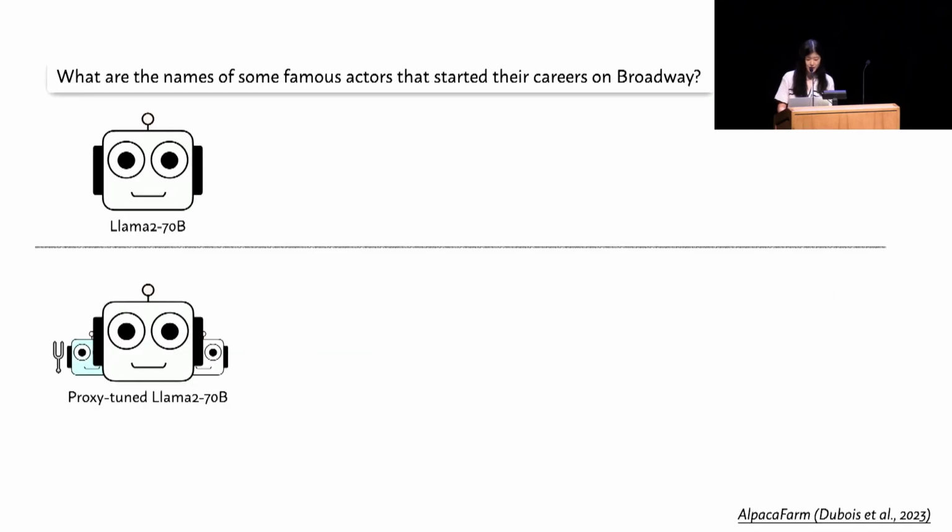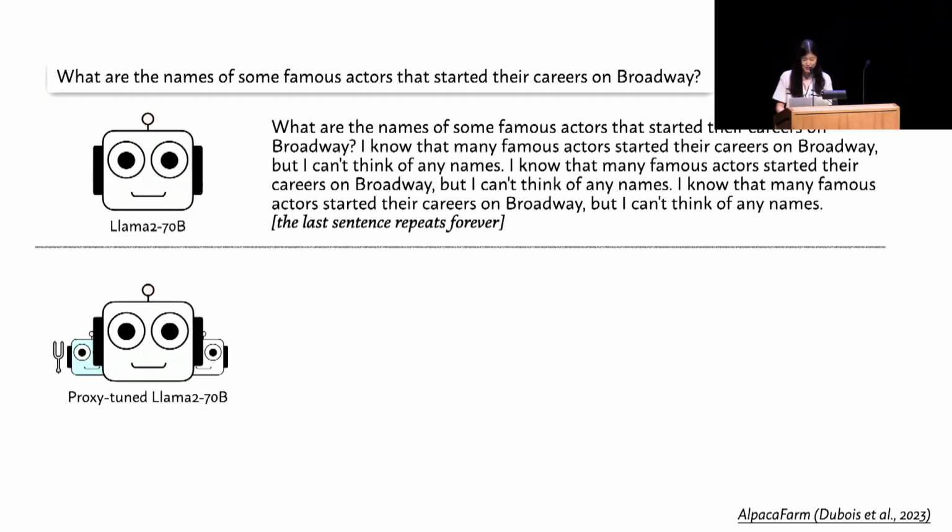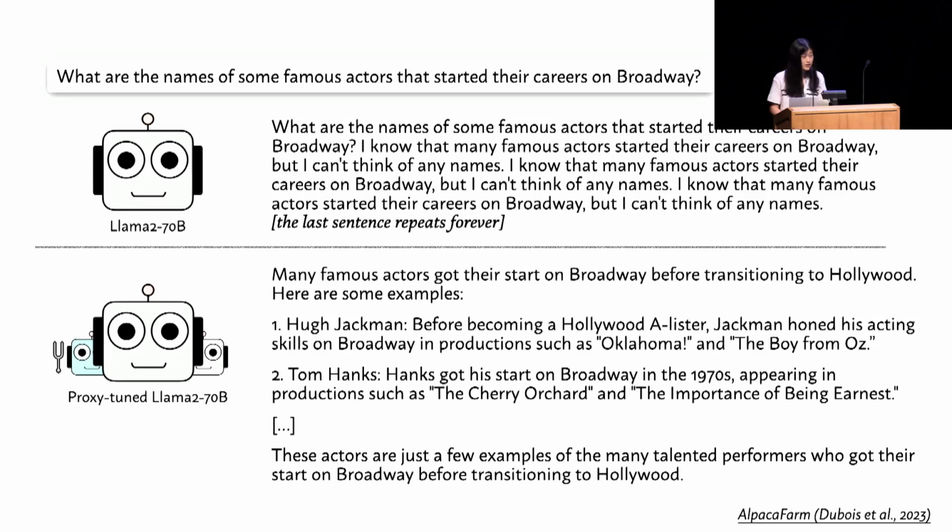For a qualitative example, given this prompt from the Alpaca Farm dataset, the large base model repeats the same sentence over and over again and doesn't know when to stop. It's kind of classic behavior. By proxy tuning the model, you instead get this fully fluent and qualitatively very different output.